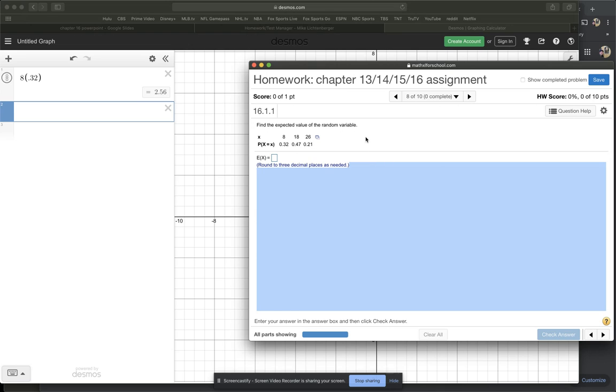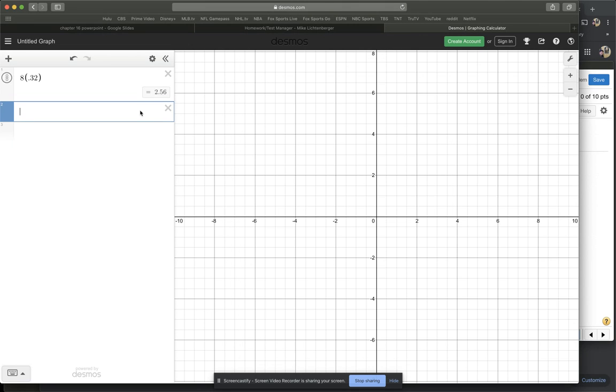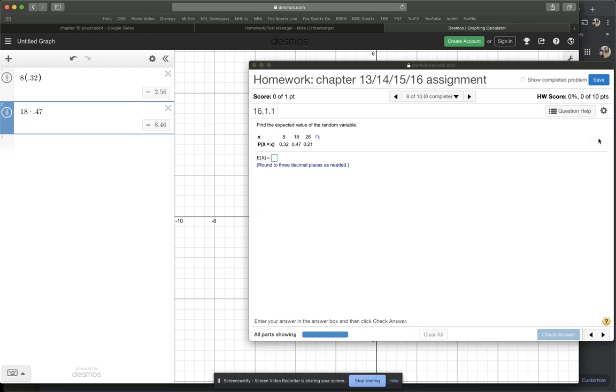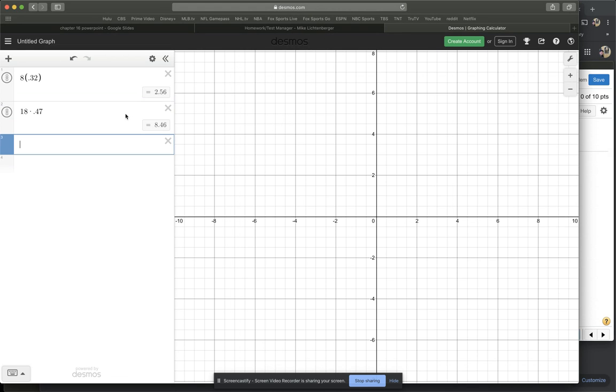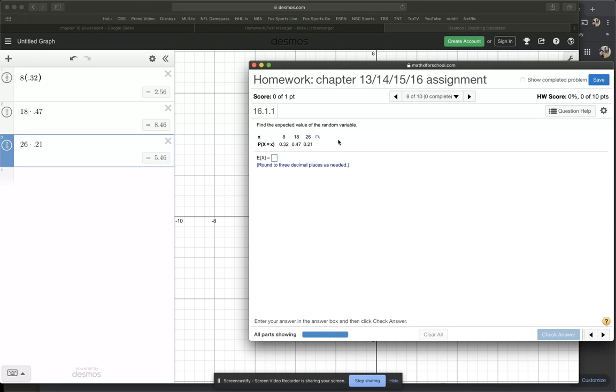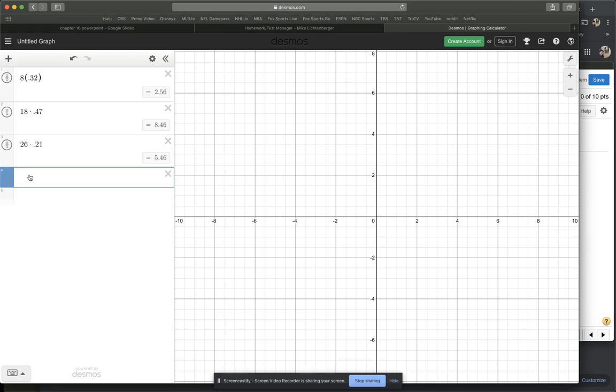Then we take 18 times 0.47. Okay. And then we do 26 times 0.21. Okay, so multiply each value by its probability and then add those answers together.